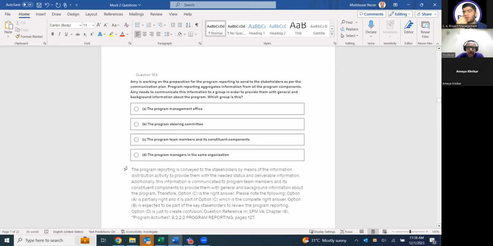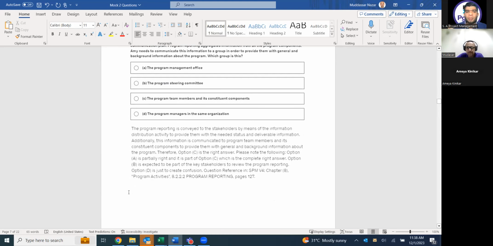You see, if he would say that you have to communicate to a group which will make the decision, or you have to communicate to the group to make them aware of the program progress, then that is the program steering committee. And if you have to give some detailed information about your program, it means you have to communicate to your lower people, because the steering committee, sponsor and program manager will make the business case, charter and the roadmap. They already know what is up. So when you have to give detailed and general background information, it means you have to communicate to the team members and the components which are coming inside, so that they know why the program is initiated. Then they can contribute to your program.